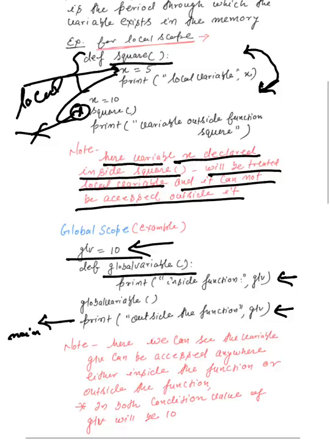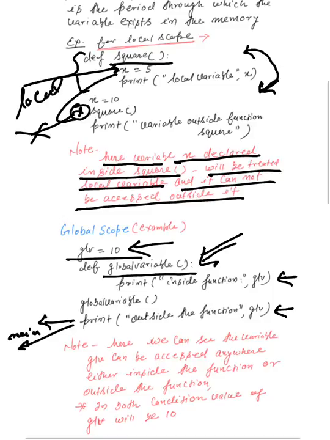So inside the main function I am accessing this variable, and inside the function global variable I am accessing it too. It means that I am accessing this glb at two places: once inside the function global variable and once in the main function.